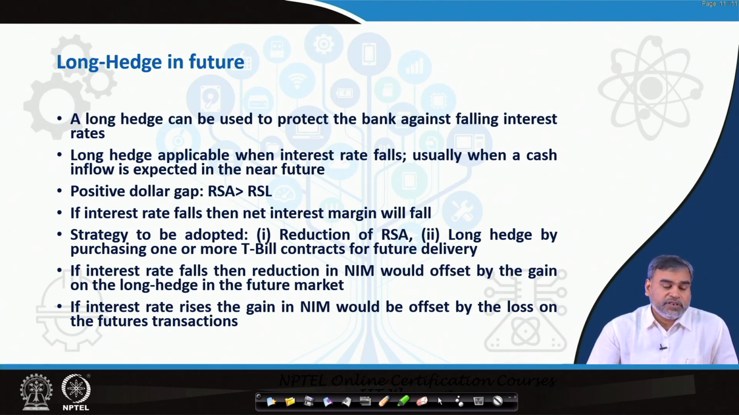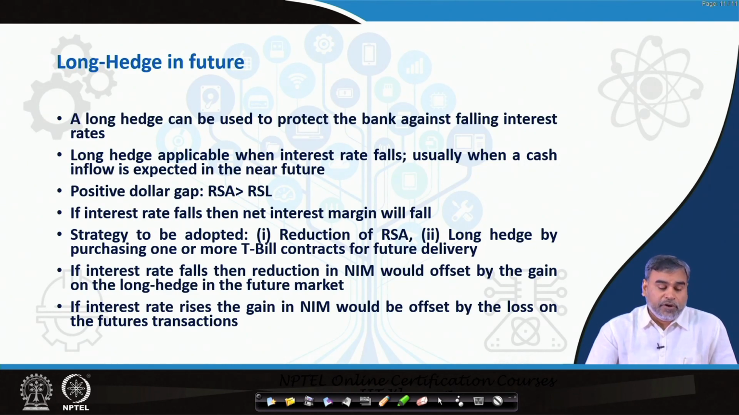For example, if there is a positive dollar gap, with rate sensitive assets more than rate sensitive liabilities, then if the interest rate falls, the interest margin will fall. What strategy can the bank adopt at that point in time? One option is to reduce the rate sensitive assets. The second option is to go for a long hedge by purchasing one or more T-bill contracts for future delivery.